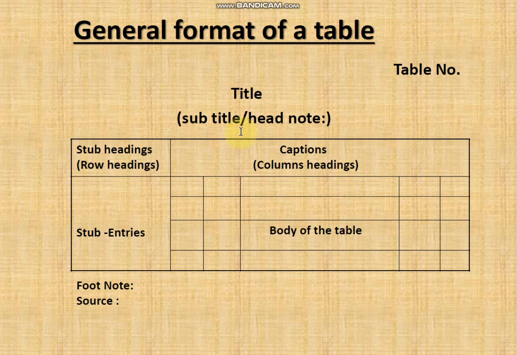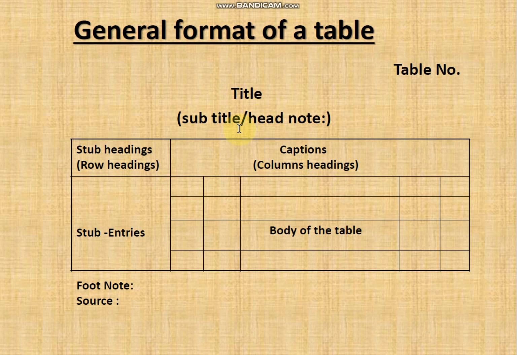Next, the third one would be subtitle or head note. So this is a continuation of your title. For example, if you have written population of the country, so that would be the title. That means this table contains the numbers or figures of the population of a country in detail. So that detail is summarized and written in the form of a title. The subtitle here would be population.